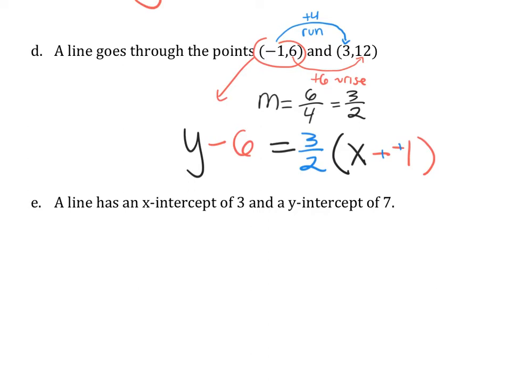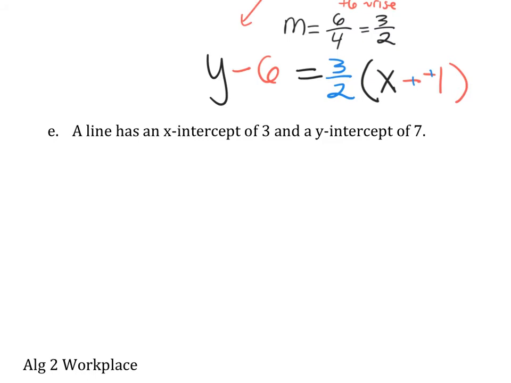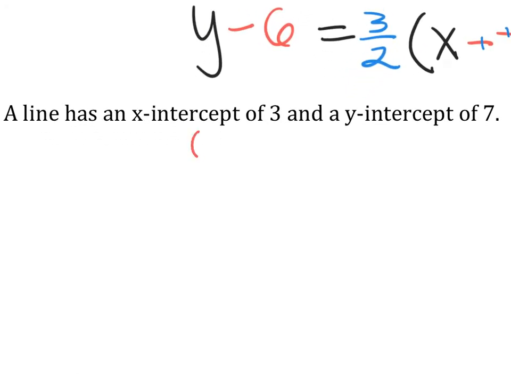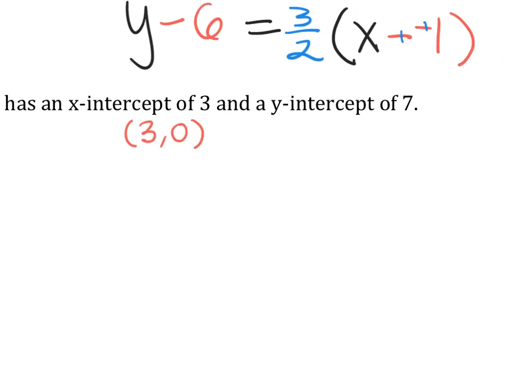And then our last one, a line has an x-intercept of 3 and a y-intercept of 7. So this is giving you 2 points. It's just not written in the point form there. But if we have an x-intercept of 3, that means the x value is 3 and the y value is 0. And then a y-intercept of 7, we have an x value of 0, y value of 7.